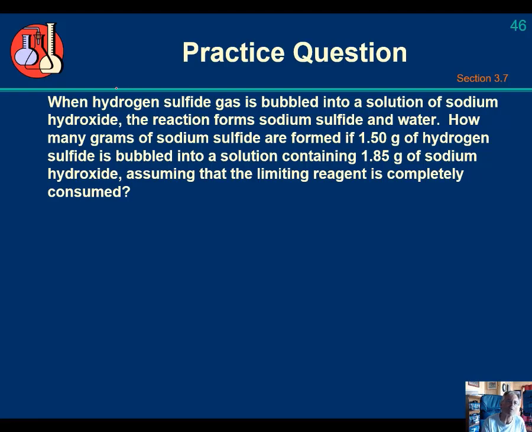Now, hydrogen sulfide, I'm not sure I would expect you to know this. It actually has a formula H2S. It's a binary compound, definitely an -ide. By rights, since it's a molecular compound, we should be calling it dihydrogen monosulfide, but nobody does. We just call it hydrogen sulfide. It is actually a gas, and we're going to bubble that into a solution of sodium hydroxide.